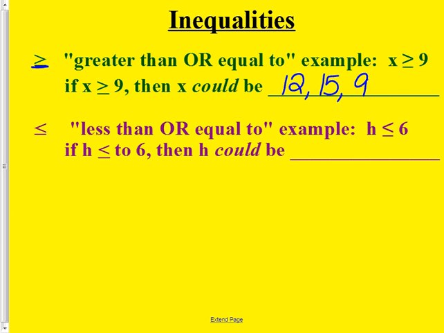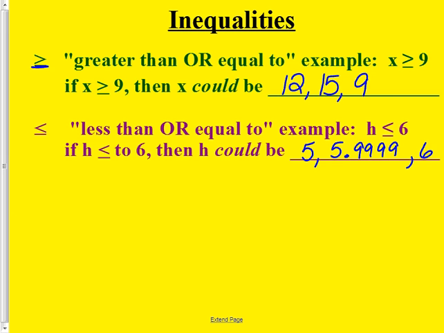Our next inequality symbol is less than or equal to. An example of that: h is less than or equal to 6. If h is less than or equal to 6, then h could be 5. H could be 5.9999 because that's still less than 6. And it could even be 6 because it says less than or equal to 6.